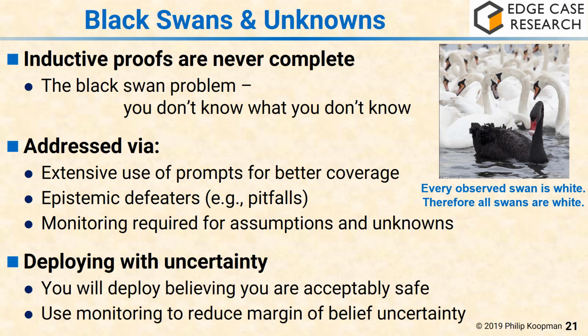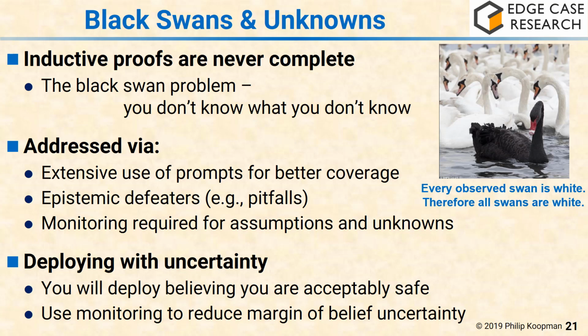Ultimately, you will deploy with uncertainty. Again, that's always been true, except that we believe the uncertainty level will be higher for this technology due to machine learning, the complexity of the environment, and no human to do the right thing when something bizarre happens. You will deploy believing you're acceptably safe. So when you deploy, you have to argue that you're sure you're acceptably safe, but the catch is, how sure are you? You can't be 100% sure.